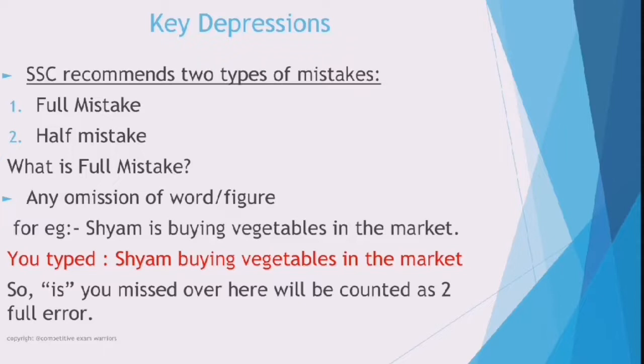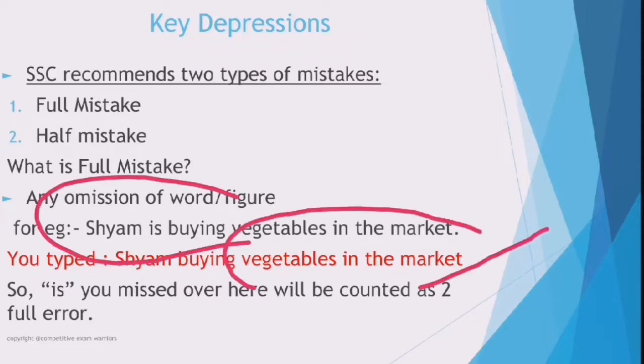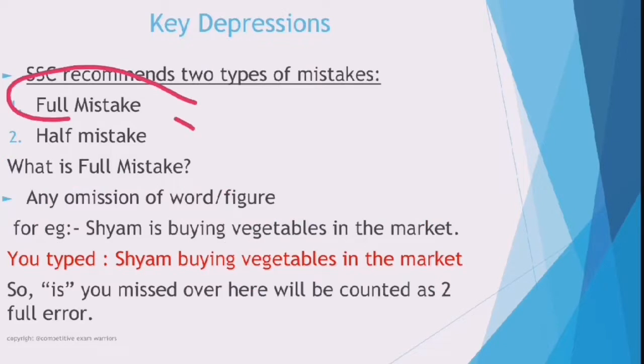Okay, so here SSC, that is Staff Selection Commission, recommends two types of mistakes. The first one is full mistake and the second one is half mistake. Now let's discuss what is full mistake. I will explain each and every subtopic with a particular example, so it helps you understand the topic further.